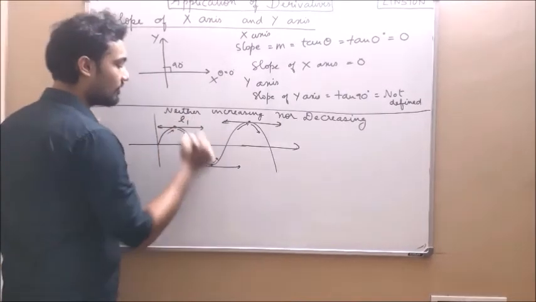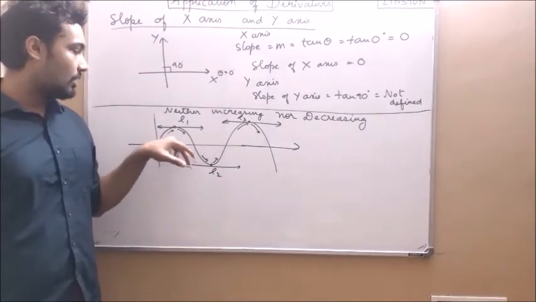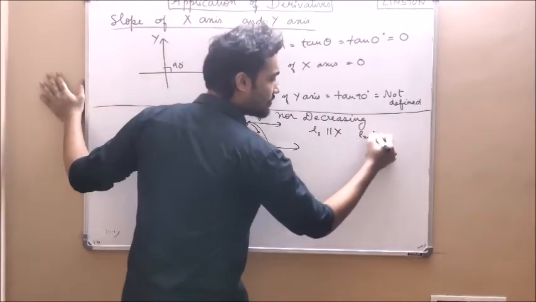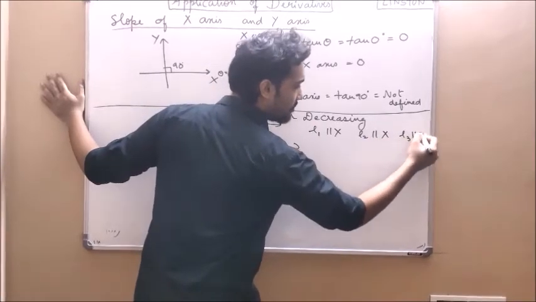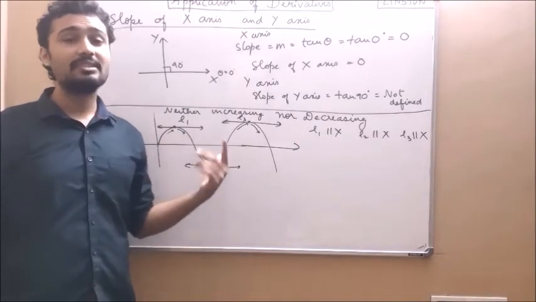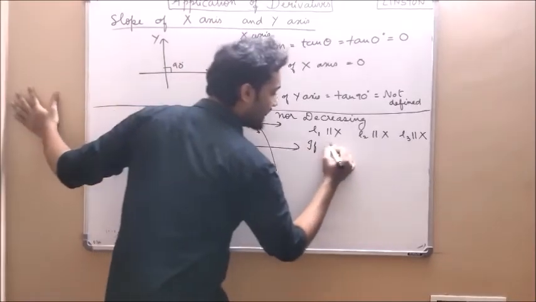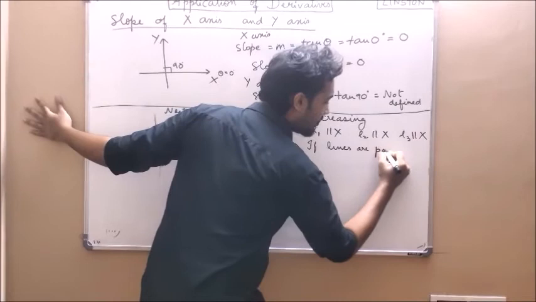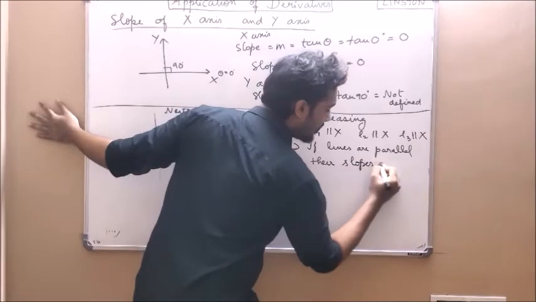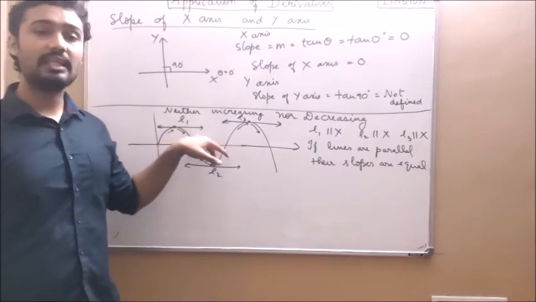So now let me take them as L1, L2 and L3. Here L1 is parallel to the x-axis, L2 is parallel to the x-axis, L3 is parallel to the x-axis. Correct? So what happens if the lines are parallel? If the lines are parallel, their slopes are equal. Correct? Since their slopes are equal, what is the slope of line L1?